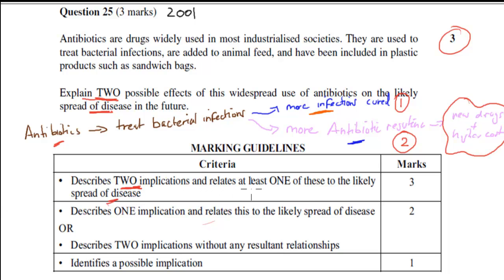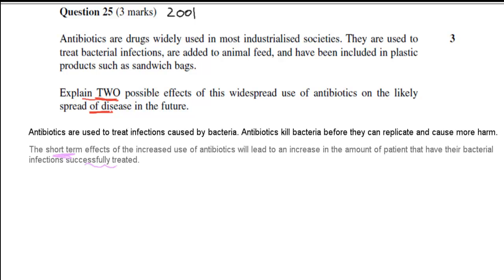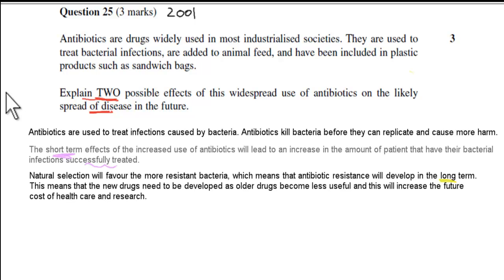Describe 2 implications and relate at least one of these to the likelihood of spread of disease in the future. So we're going to do both of them, but the problem here is that we're going to develop these resistant strains, and this means that new drugs have to be developed as older drugs become less successful. This will increase the future cost of healthcare and research. So these drugs won't be working as well. That's a problem for the future spread of disease, because it means more disease unless we invest more money into research and healthcare.